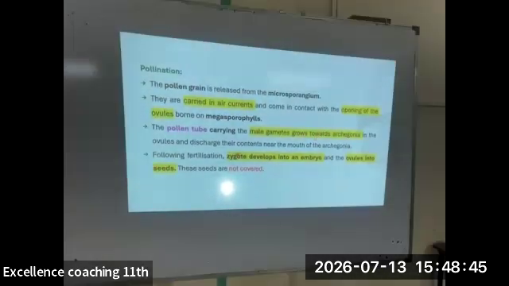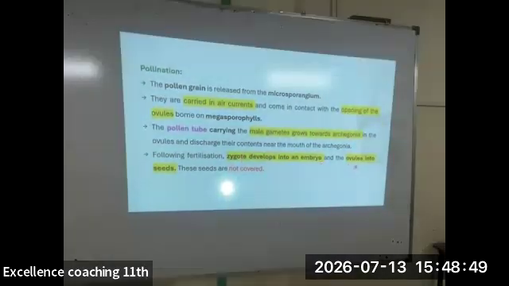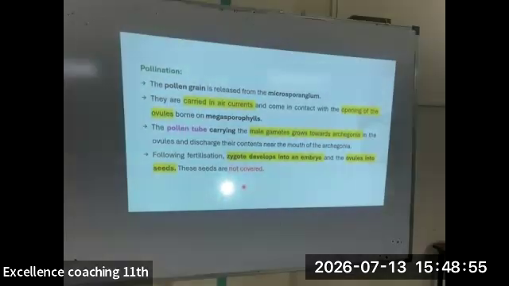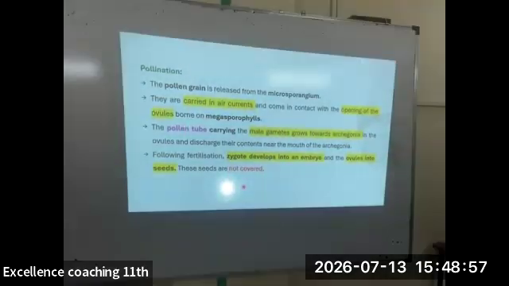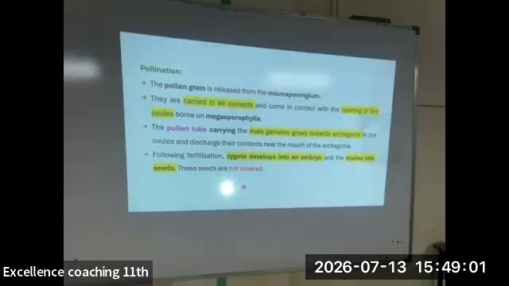Then there is the formation of the zygote. The zygote will develop into an embryo, and then it will form seeds, and these seeds are not covered. That is a feature of gymnosperms. Okay? Is there any doubt? Is there anything that you want to ask?